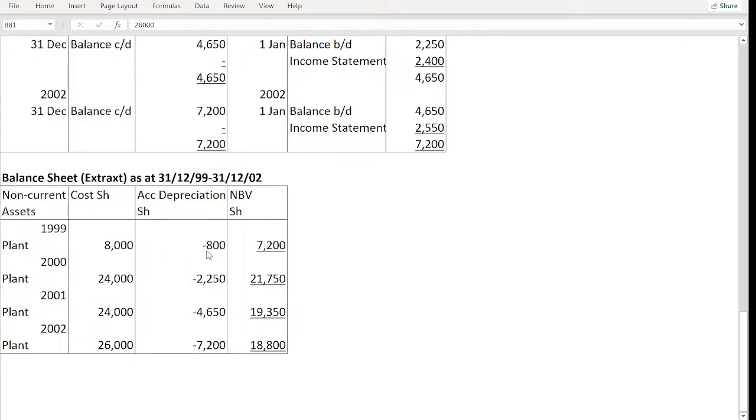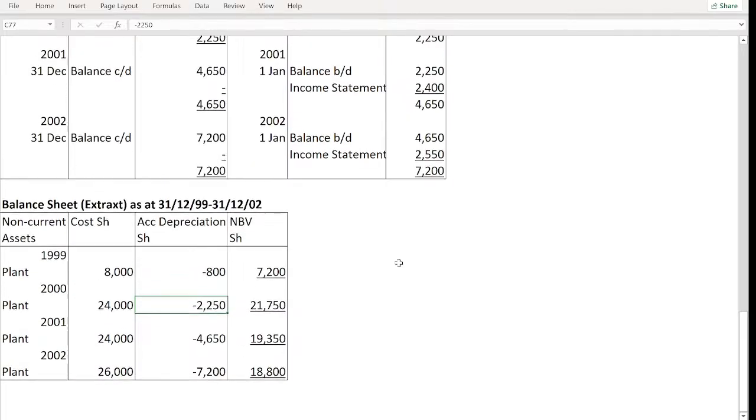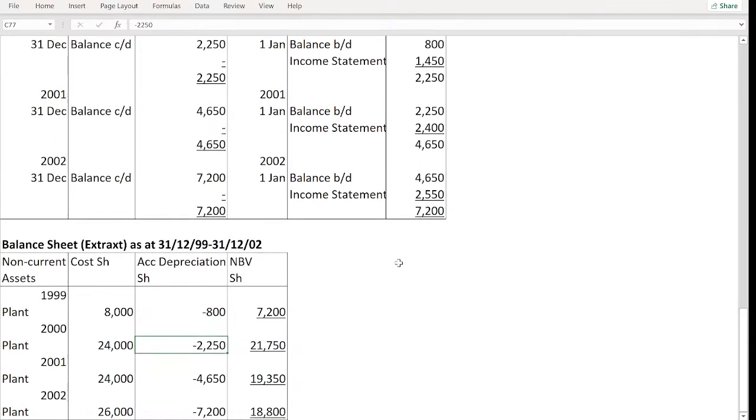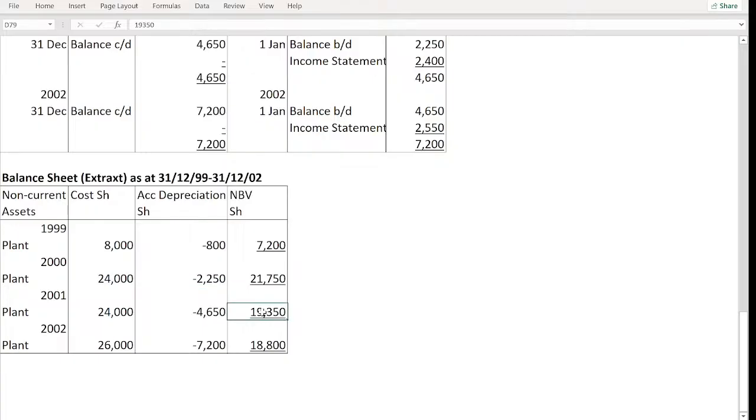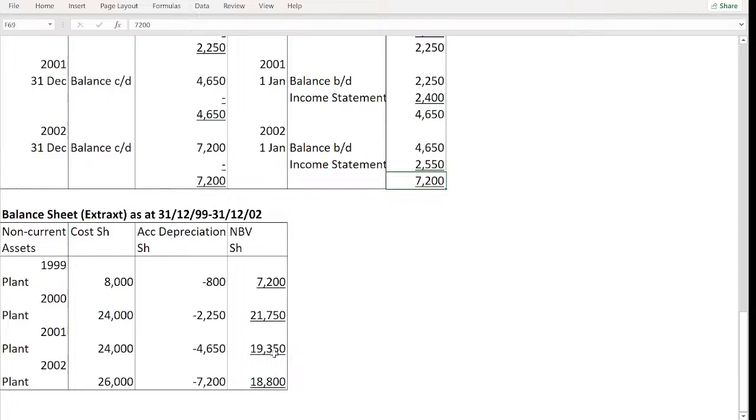So the accumulated depreciation is 800. When you subtract, you get 72. In 201, total 24. Total accumulated 2250, which gives us 21,750. In 201, we have 24,000. Our total carried down was 4650, so we subtract, get 19,350. The last one was 26,000, and our total was 7,200. When you subtract, you get 18,800.